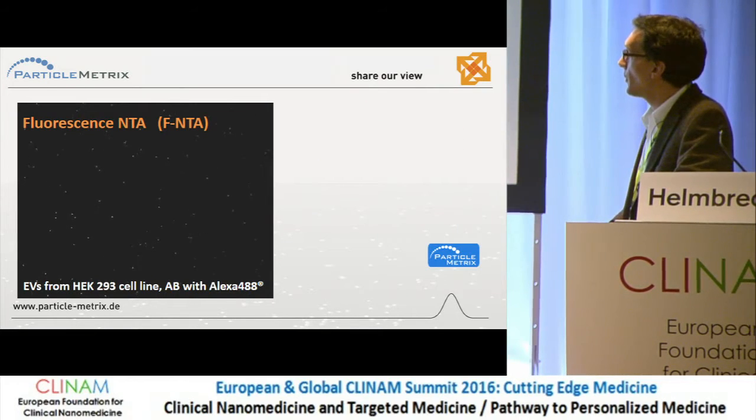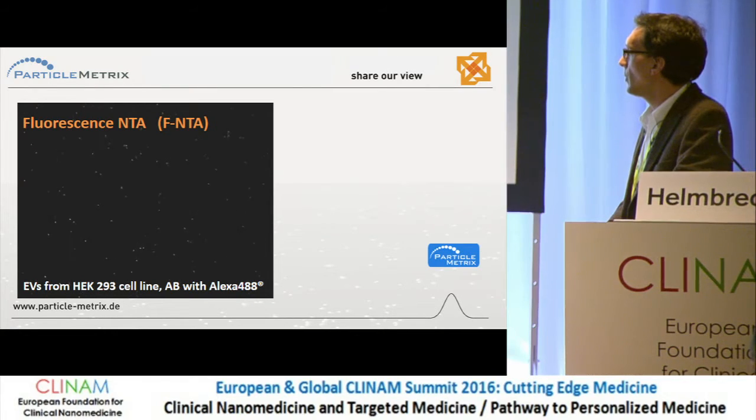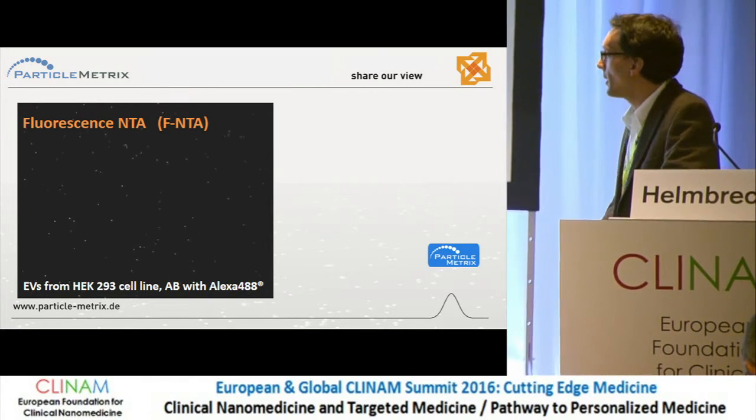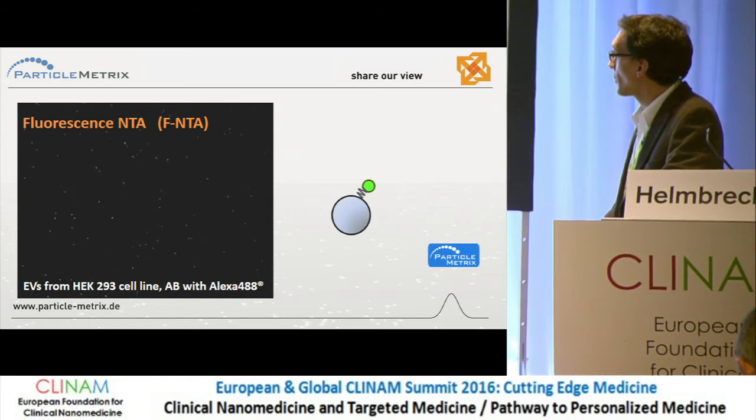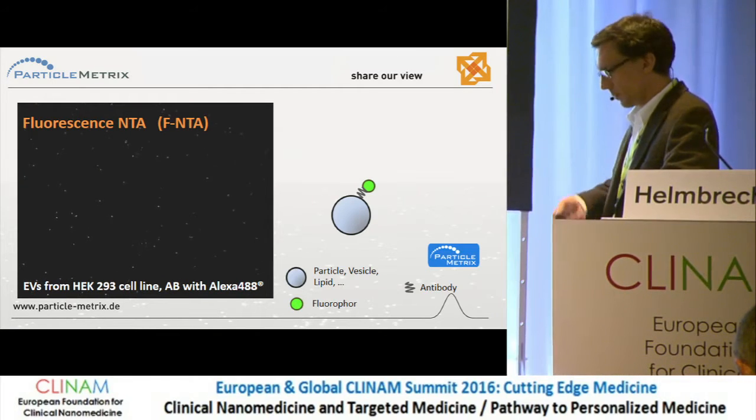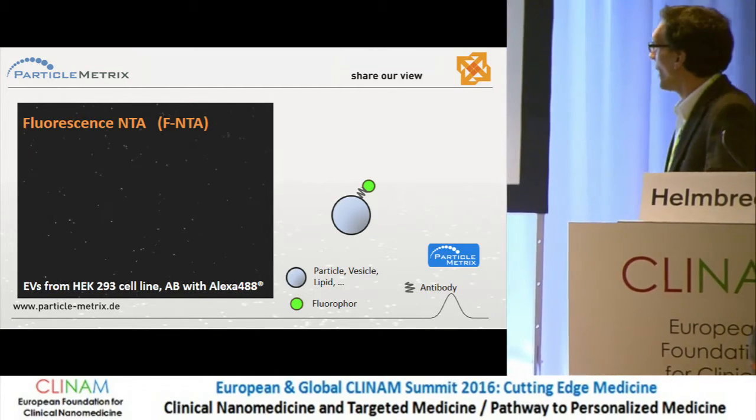So this is an example from extracellular vesicles from a HEK293 cell line, and there was an antibody to a certain specific protein, and the fluorophore was Alexa 488. So this works quite nicely.